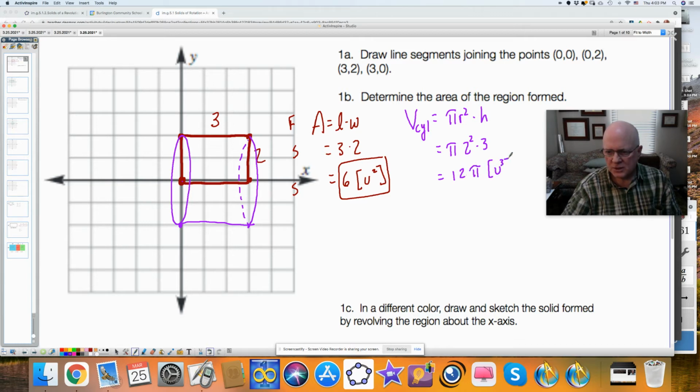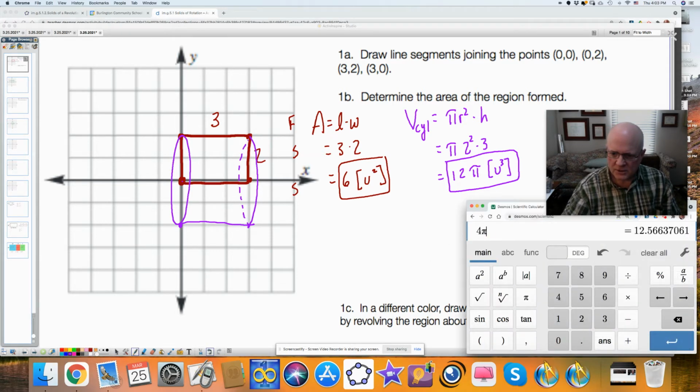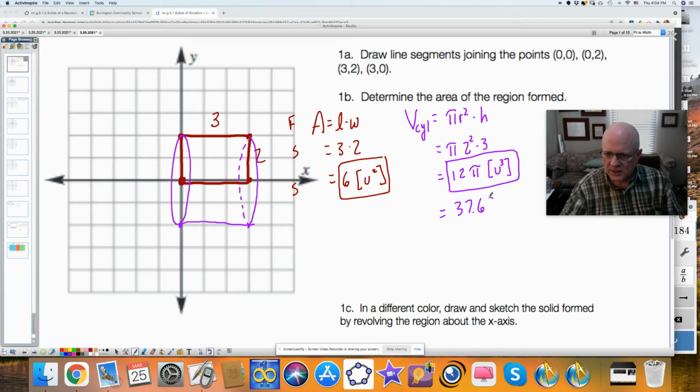Well, why is it units cubed? It's got a length component, a width, and a height. It's got units times units times units. And when it's a volume, it's always going to be units cubed as opposed to units squared, which would be an area. And we can plug this into a calculator to get an answer or approximation. We do 12, and I type in pi for pi, and I get 37.6991. So that rounds to 37.699 units cubed when I do this to 3 decimals. And that's pretty much what we were doing for this exercise.